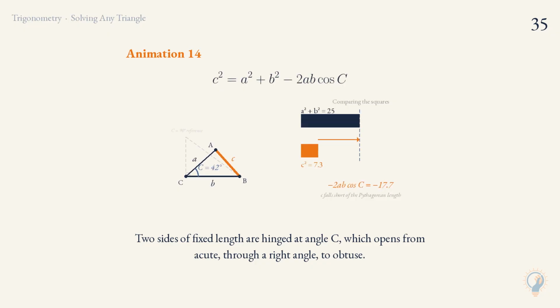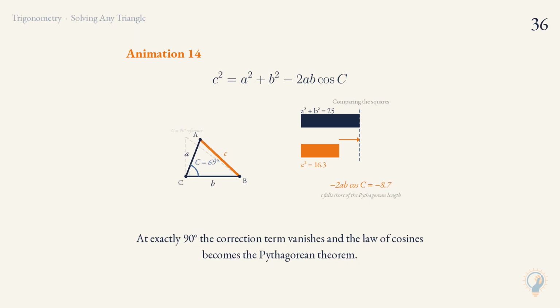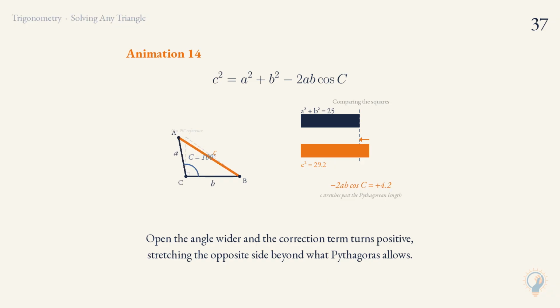Two sides of fixed length are hinged at angle C, which opens from acute through a right angle to obtuse. At exactly 90 degrees, the correction term vanishes, and the law of cosines becomes the Pythagorean theorem. Open the angle wider, and the correction term turns positive, stretching the opposite side beyond what Pythagoras allows.